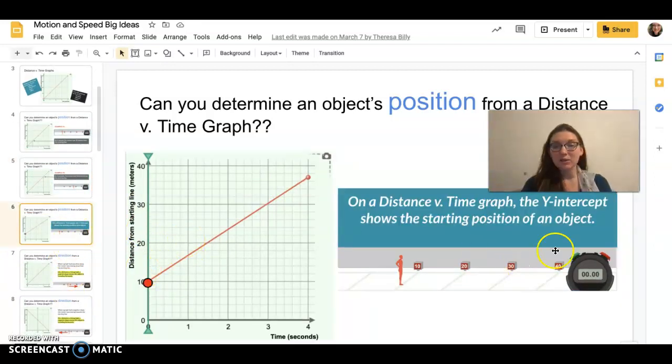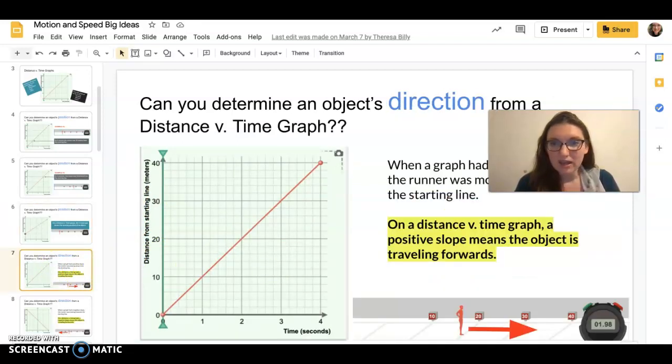And the y-intercept shows where they're starting at. So we have the 0 point is actually the starting line, but this person got a head start. So at 0 seconds, they were 10 meters from the starting line. So the y-intercept tells you where they're starting at 0 seconds.